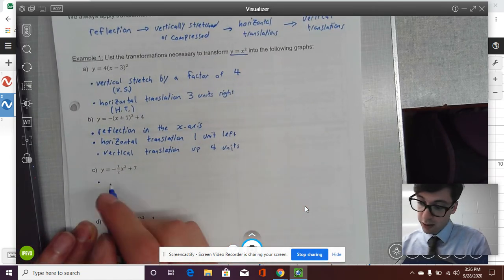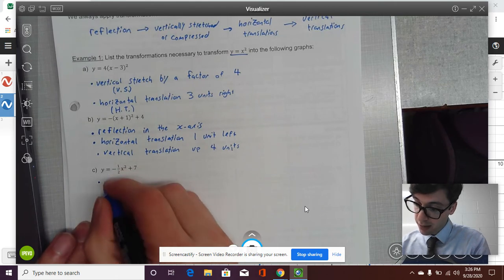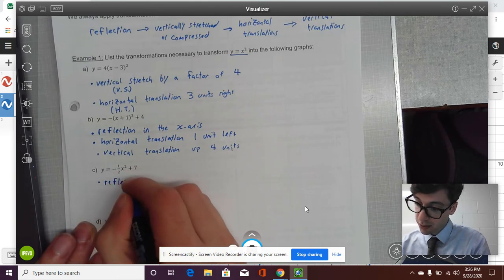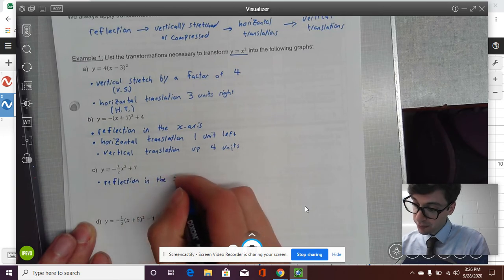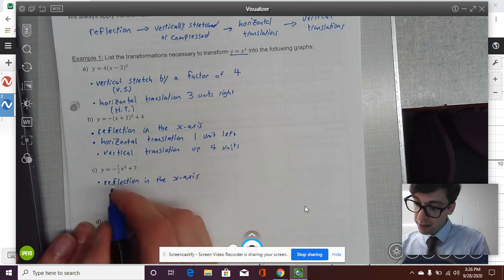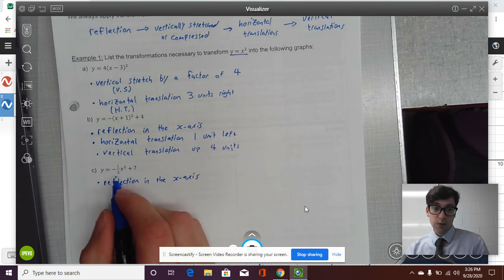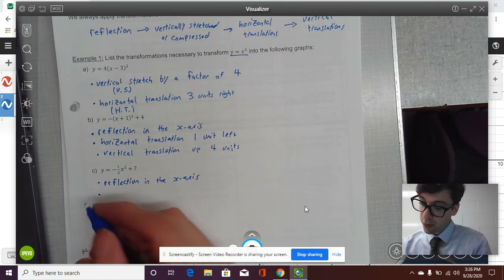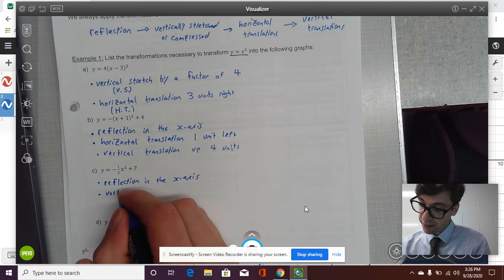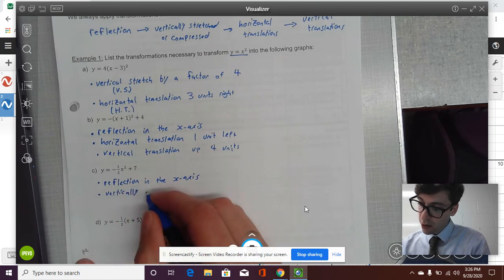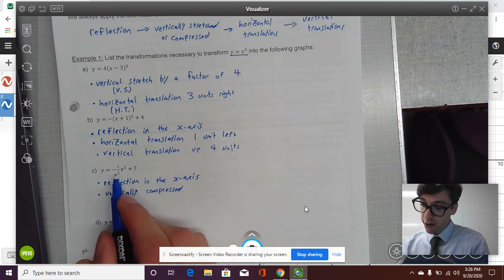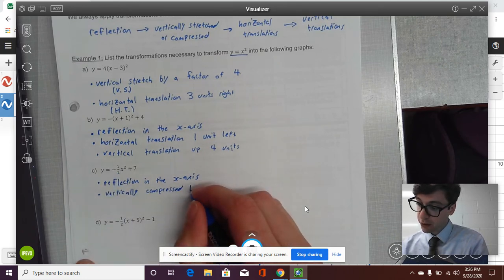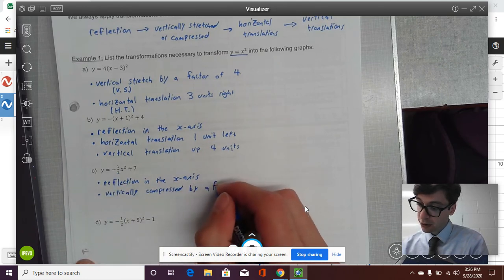But the idea here, again, we're looking at the a value first. Yes, it is a reflection because the a value is negative. So reflection in the x-axis. This time, our a value is less than 1. It's only a half. So what that means is that we vertically compressed it. But we don't say vertically compressed by a half. That doesn't really make sense. We always do 1 over, or we take the reciprocal. So we say vertically compressed by a factor of 2.